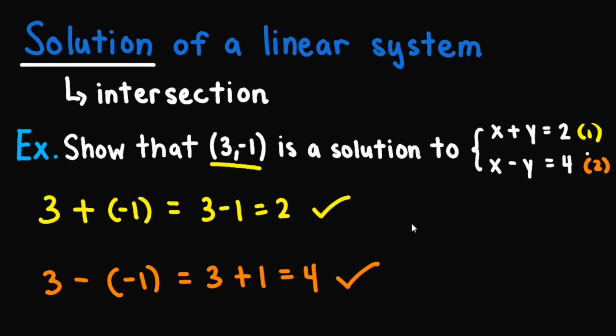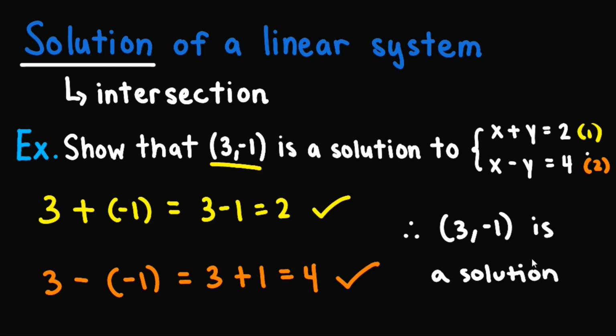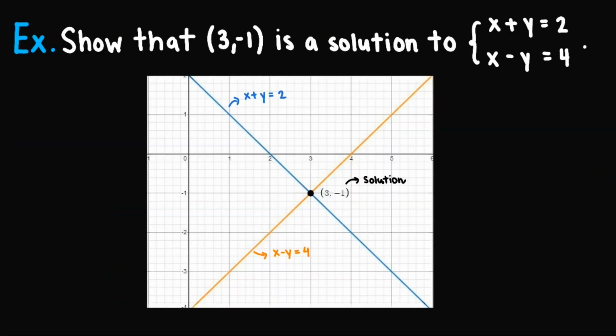Therefore, we can conclude that (3, -1) is a solution. So the two equations out here intersect at that point. And indeed, if we show its graph, we can clearly see that. So this blue line out here is x plus y equals 2. And this orange one is x minus y equals 4. Clearly at the point (3, -1), the two lines intersect.